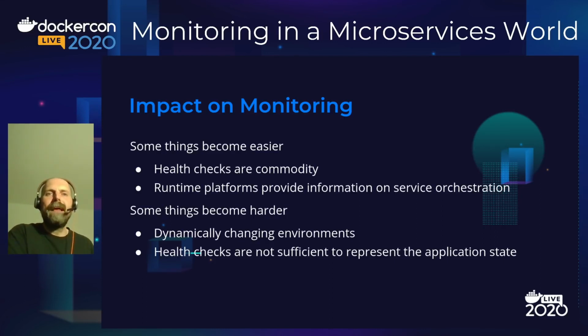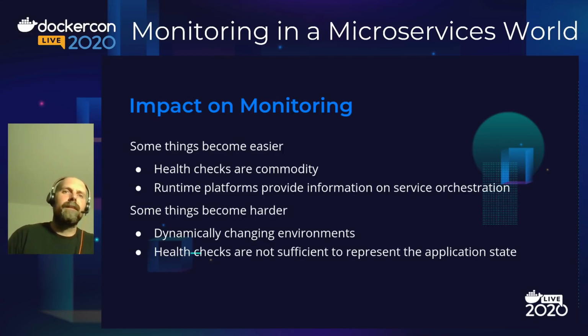Think, for example, of health checks. A few years ago, writing health checks for your application in Nagios was one of the core tasks that we typically associated with monitoring. Today, platforms like Kubernetes provide health checks out of the box, and they basically have become commodity. Also, runtime platforms provide information on service orchestration, so you can just use this information in your monitoring system.